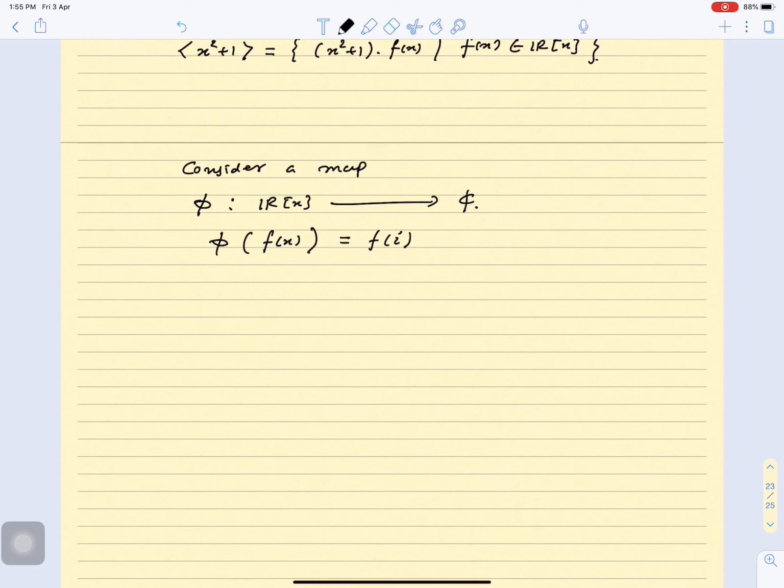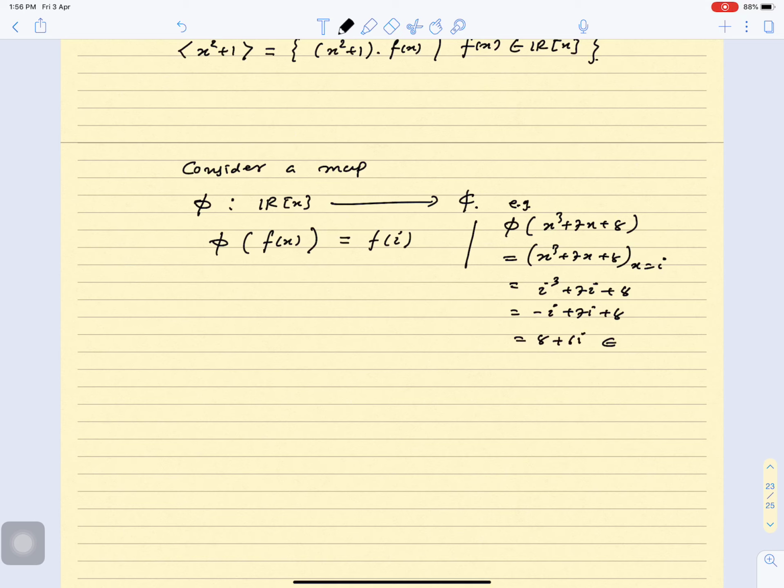Let me illustrate how this map looks. For example, phi of x cubed plus 7x plus 8 will be x cubed plus 7x plus 8 at x equal to i. That is i cubed plus 7i plus 8. i cubed is minus i, so minus i plus 7i plus 8, that is 8 plus 6i. So it is some complex number. So phi of f(x) is equal to f(i).